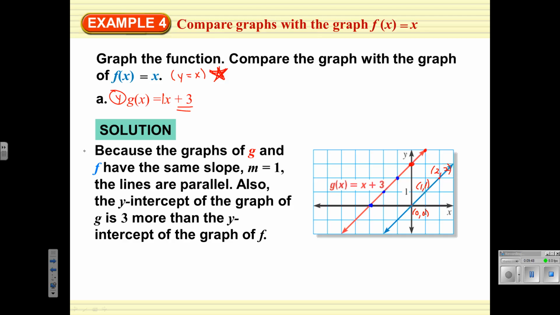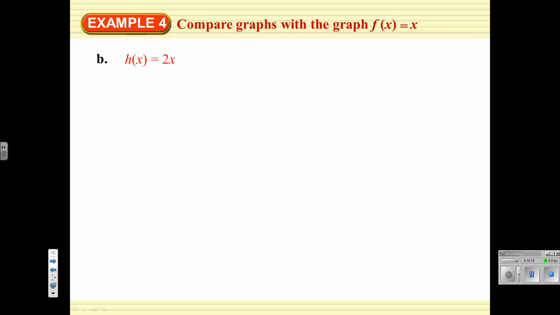This is what you're going to be expected, a similar answer on your guided practice. Because the graphs of G and F have the same slope, they do. They both have a slope of 1. The lines are parallel. That's one comparison. Okay. Also, the y-intercept of the graph of G is 3 more than the y-intercept of the graph of F. That's it. That's your comparison. Comparing the y-intercepts and comparing the slopes. Okay? All right, so let's look at another example of this.